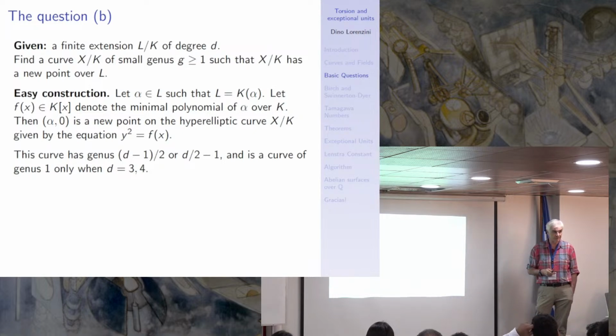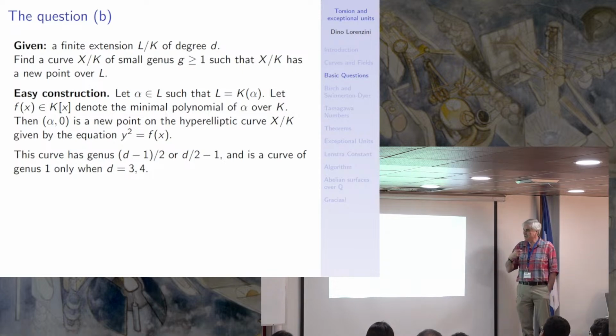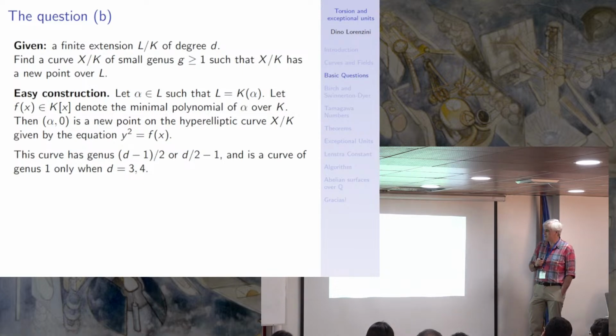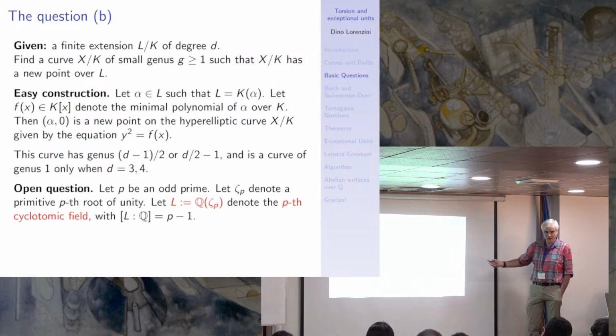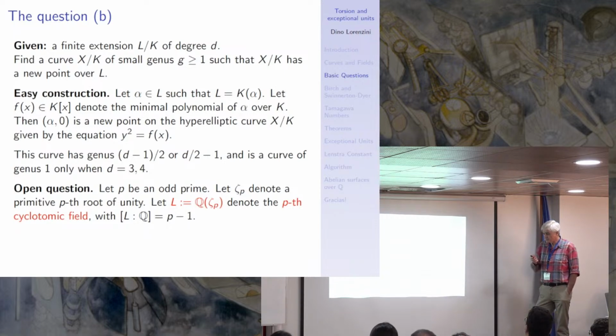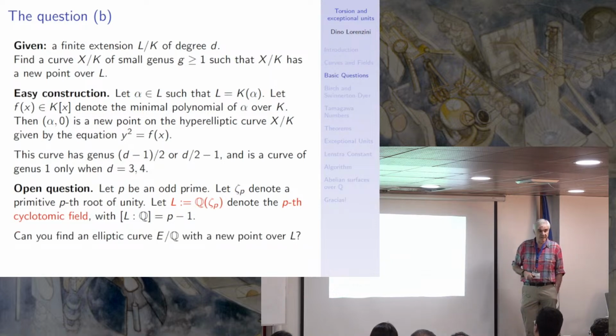that you want. Right? And just to entice some people to actually, my set of tools may be different from a lot of people in this audience. So here's a problem that I don't know, but maybe with a different set of tools, one might do something. So just to set notation, zeta p will be, as usual, a primitive pth root of unity. And q zeta p is the cyclotomic field of degree p minus 1. And the question is, can you find an elliptic curve that has a new point over that field?